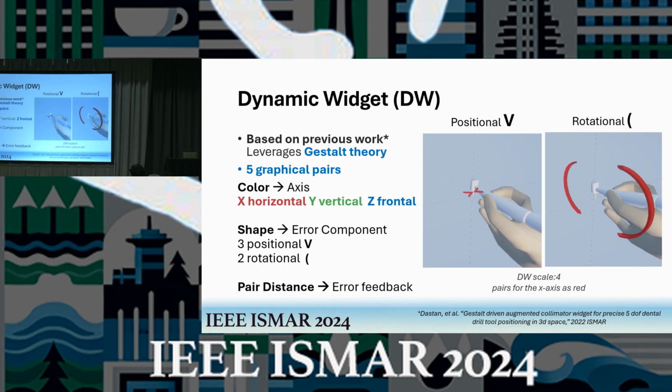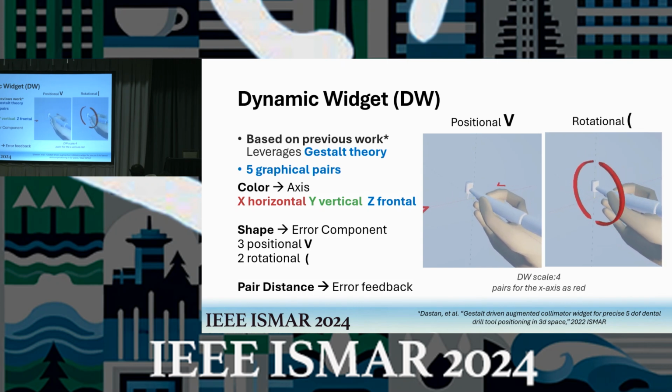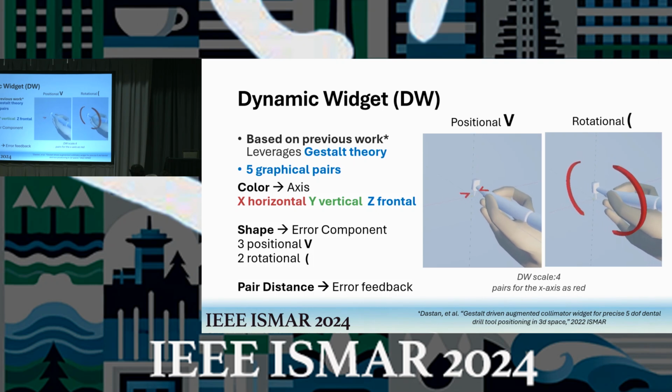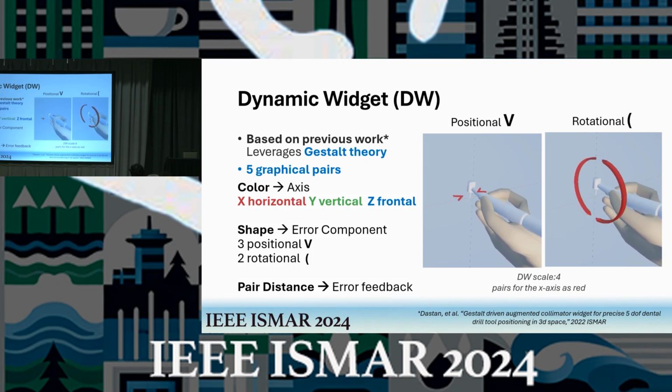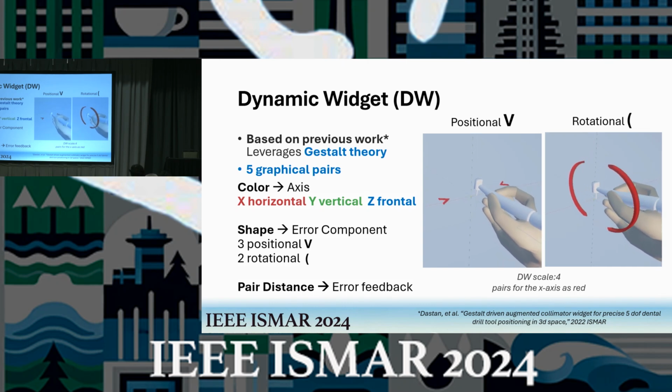And finally, their distance indicates the error feedback, which means that whenever the tool is far away from the target, you can see that the pairs are separate from each other, and when the dentist aligns the tool with the target, the pairs get together.